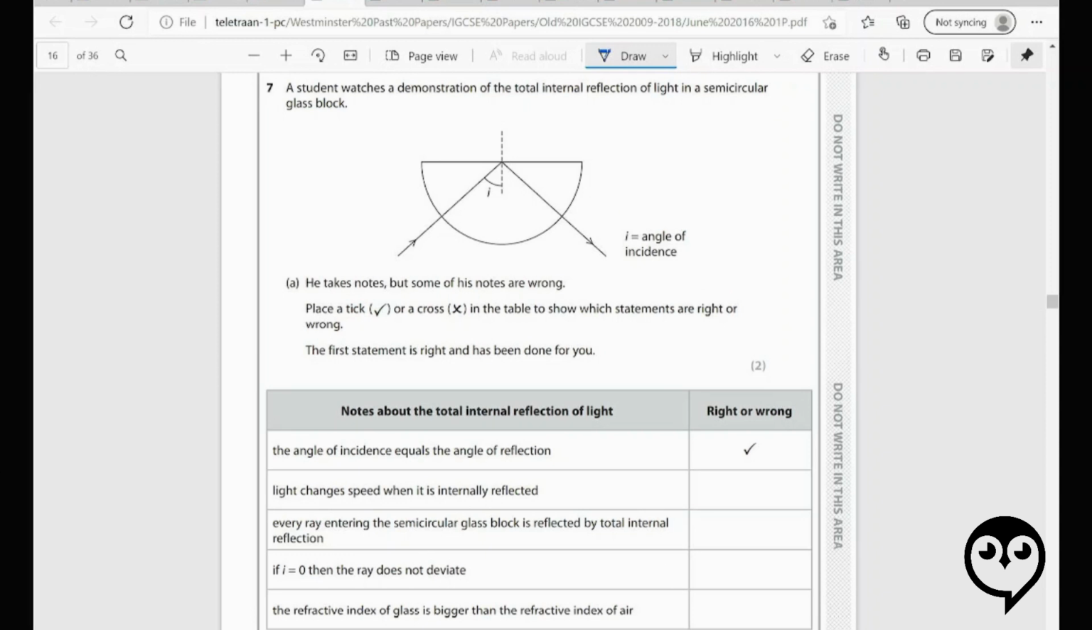We've got a block here. This looks like a typical practical. It's going to totally internally reflect. Notes about this. Okay, so the angle of incidence equals the angle of reflection. Yes, it does because it's reflected. Light speed changes when it's internally reflected. No, that's wrong. The ray entering the semicircular block is reflected. No, it's not. There's no reflection here because it enters at 90 degrees to the surface. That means the angle of incidence is 0, so there's no refraction. So, no.